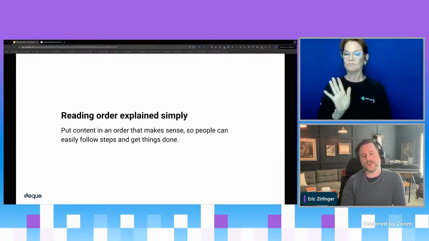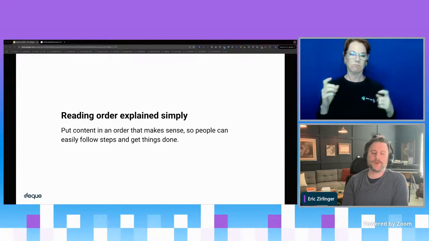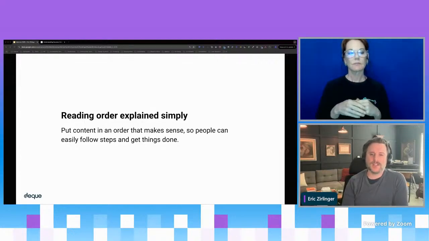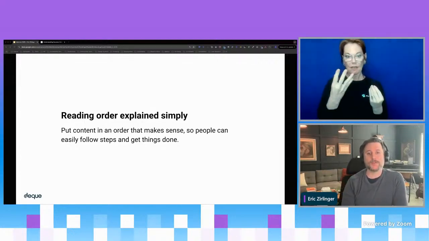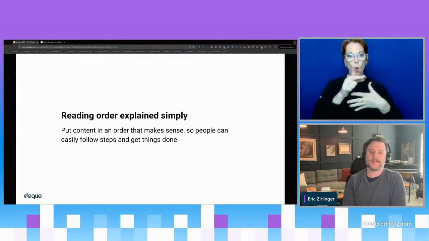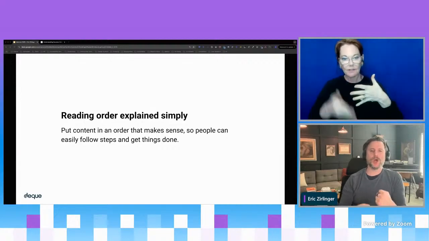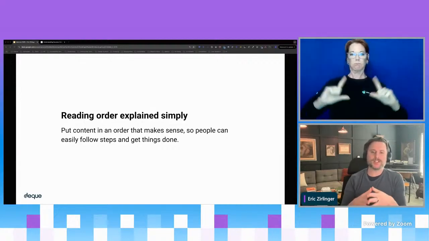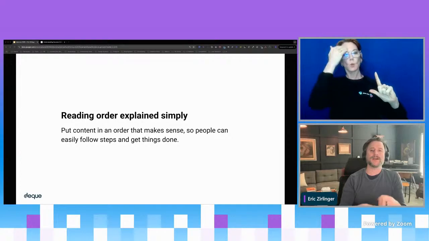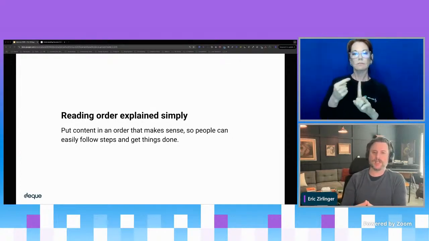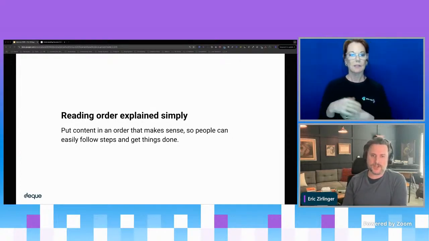But let's simplify that again. We don't want to get into that jargony space. Simply put, let's put the content in an order that makes sense so people can easily follow steps and get things done. Remember what I said before. We're trying to humanize it. We always want to get back to that place of what is the user's job or goal. I find it easier to internalize these concepts than memorize these big definitions as we're moving through.